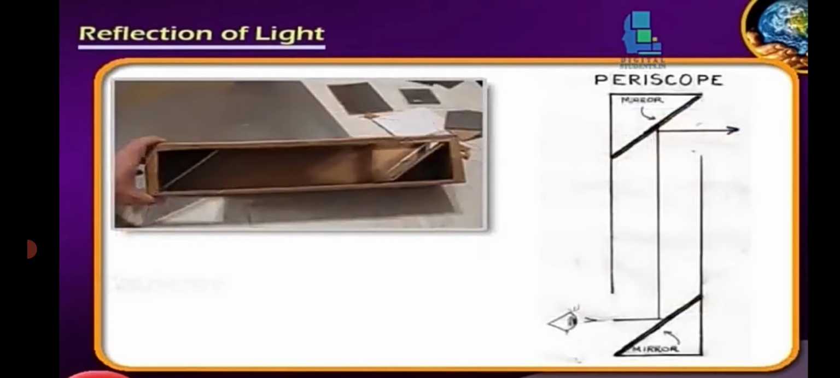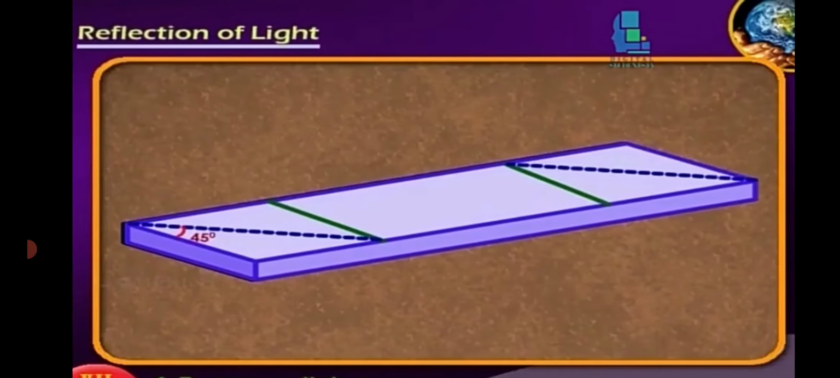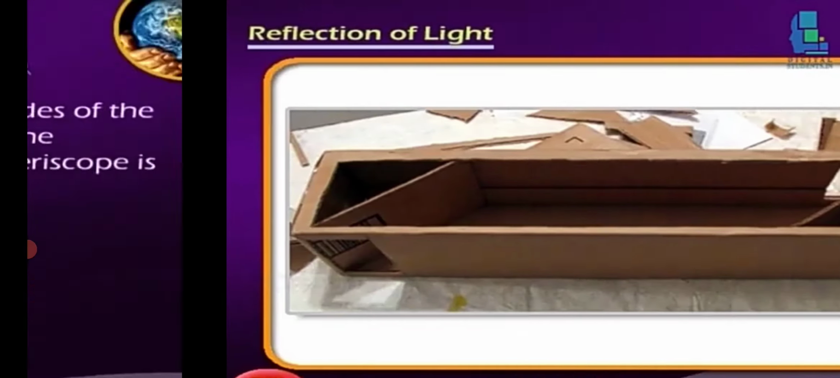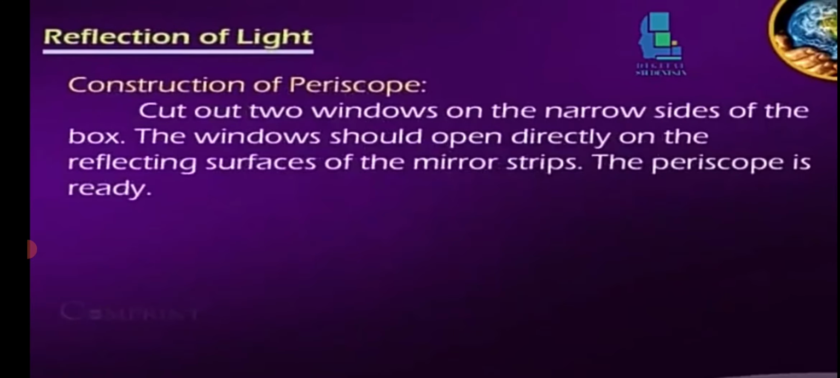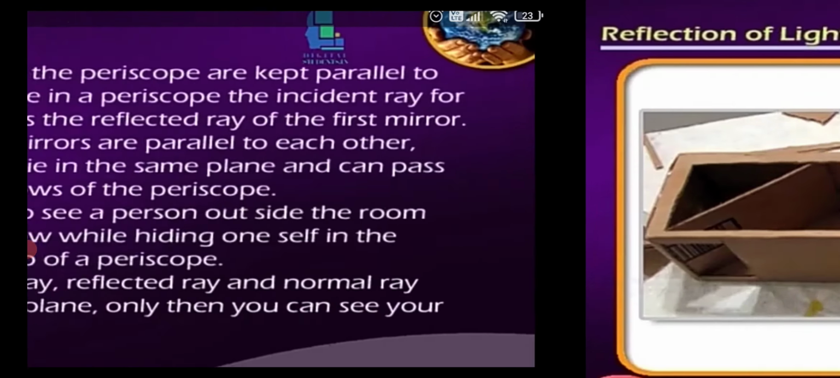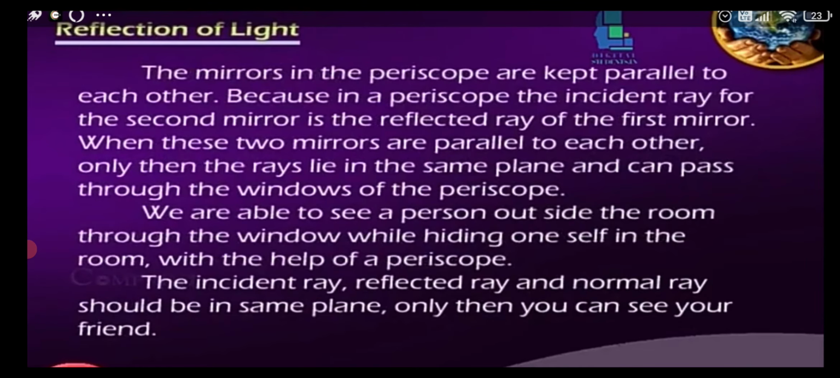See, reflection of light. How is a periscope arranged here? The mirror strips at the corners. In this way, we have to draw the diagonal. We have to arrange the mirror strips parallel to each other. Then cut out 2 windows on the narrow sides of the box. The windows should open directly onto the reflecting surface of the mirror strips. The periscope is ready. You have to make 2 windows. This is how the periscope is ready.